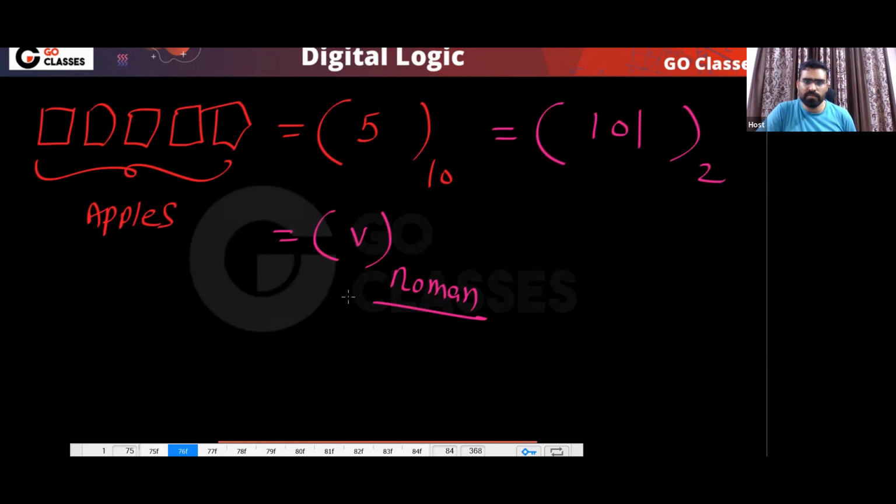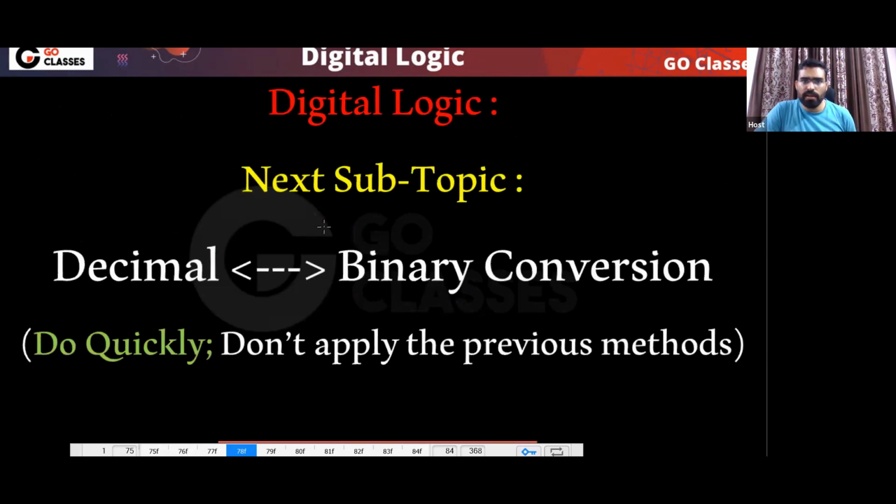Is this clear to everyone? Very simple. So this is your number system. Number system means how to count things. This is the definition of number system. How to count things. Now remember one thing.